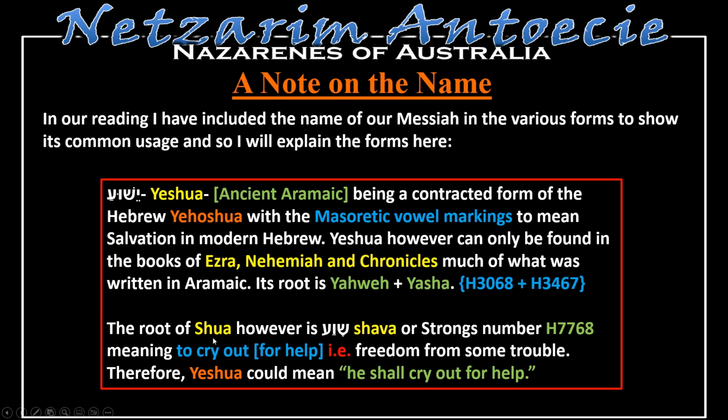The root of Shua, however, is Shavah, or Strong's number H7768, meaning to cry out for help, therefore freedom from some trouble. Therefore, Yeshua could mean he shall cry out for help. So I'm just trying to bring some understanding into the name, but we do know that Yeshua today in modern Hebrew is often used for salvation.